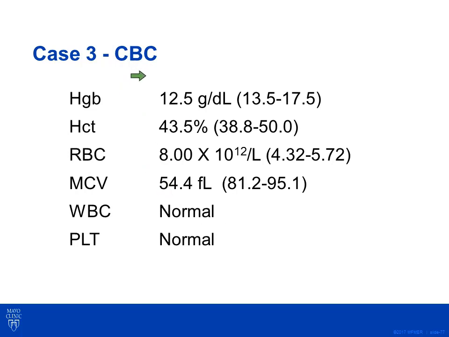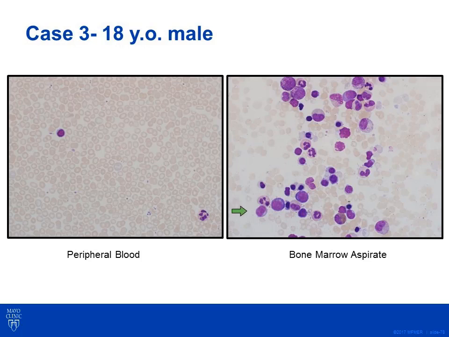Here is the CBC results that are concurrent with that bone marrow. You can see his hemoglobin and hematocrit are within normal range. He has a very high red count and is very microcytic. This is due to the fact that he is now iron deficient because of his phlebotomies. Here's some slides of that bone marrow, the peripheral blood, showing that there are hypochromic cells with some elliptocytes here due to his iron deficiency.